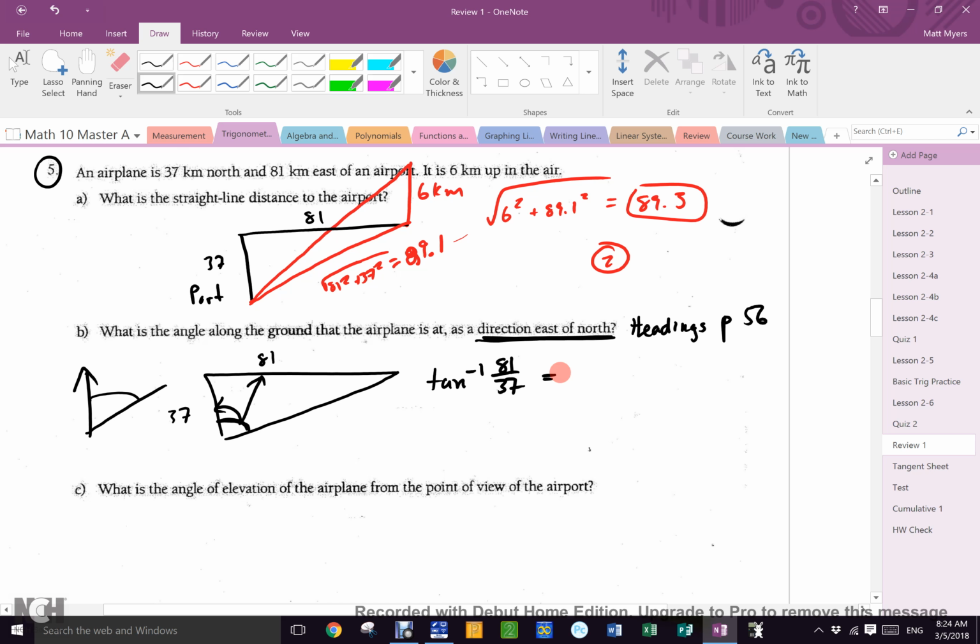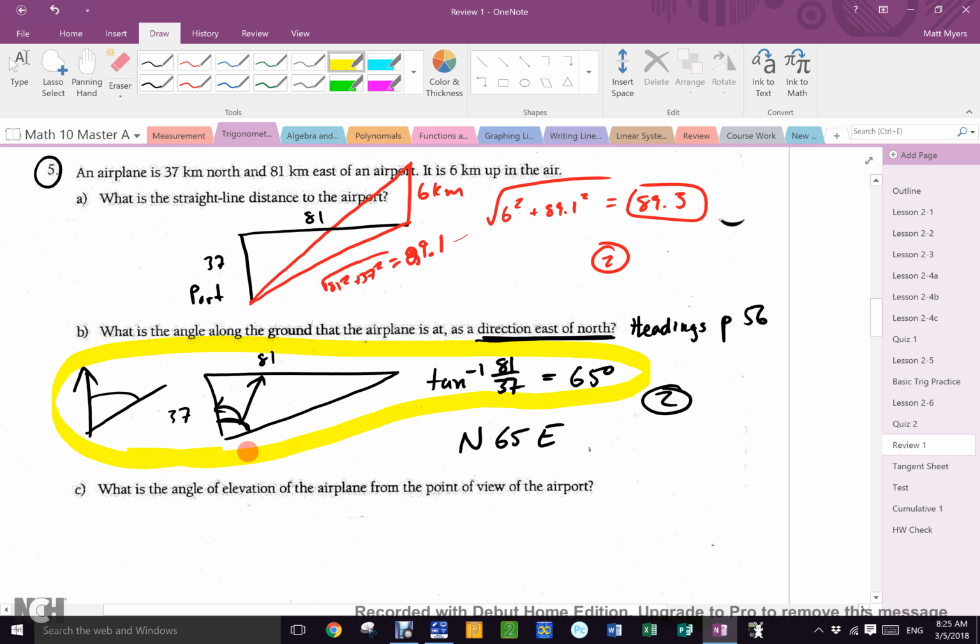Which is 65 degrees. Now, I want it written as a direction, the way I taught you how to do it on page 56, right? So we started north. And then we moved 65 degrees to the east. You get 2 marks for this question: 1 for drawing it out right, and a second mark for writing it out right.